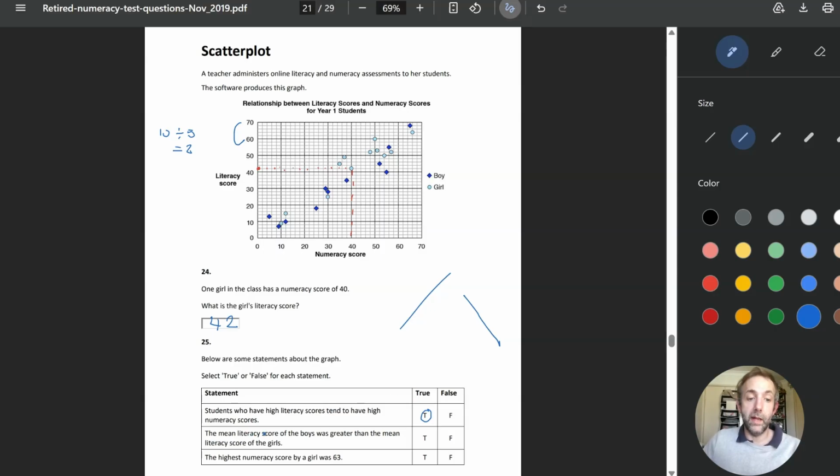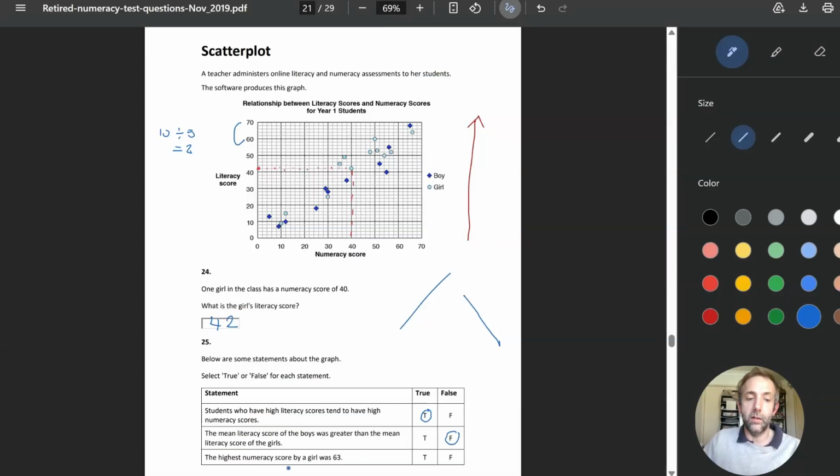The second statement says the mean literacy score of the boys was greater than the mean literacy score of the girls. So remember, we're looking at the literacy score, so we're going upwards. There are a lot more circles which are higher up in comparison to diamonds. There are quite a few diamonds down here. So based on that, the girls did better in literacy, so that statement is false.